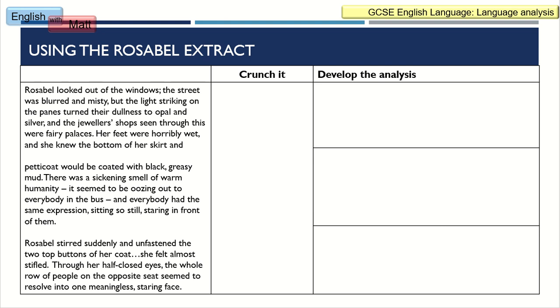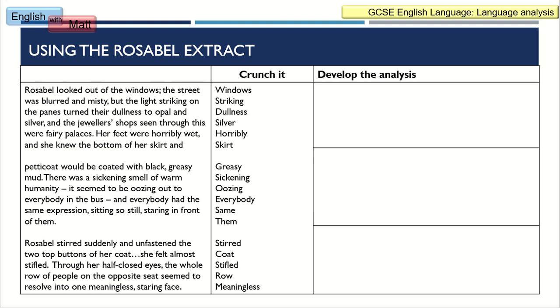So the next step is to take one word from each line of this extract and write it into the middle column. So you're aiming for something like this. And the good thing about this, of course, is that there's no right or wrong answers. This is purely your own ideas.